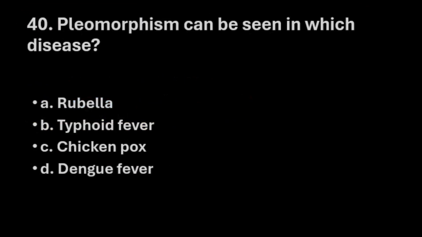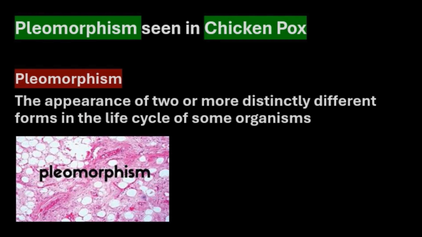Next question. Pleomorphism can be seen in which disease? Option A, rubella. Option B, typhoid fever. Option C, chickenpox. Option D, dengue fever. Let us see the right answer. The right answer here is option C, chickenpox.